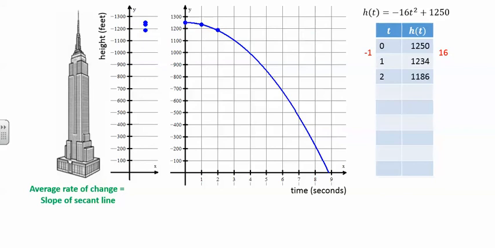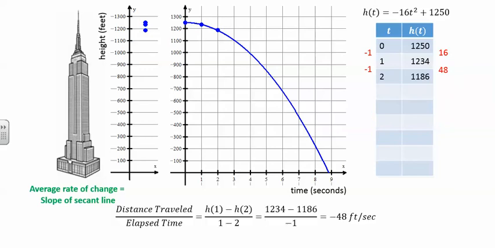Well, let's go on. At t equals 2, the object is now 1,186 feet above the ground, and the average velocity between t equals 1 and t equals 2, calculated the same way we did previously, would be negative 48 feet per second. And again, this is equal to the slope of the secant line passing through (1, 1234) and (2, 1186). It is vital at this point to see that the coin is moving faster as time goes on. The average velocity over the first second was negative 16 feet per second, but the average velocity over the next second was negative 48 feet per second.